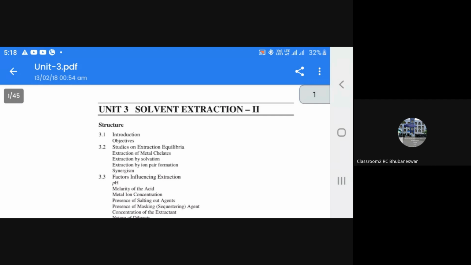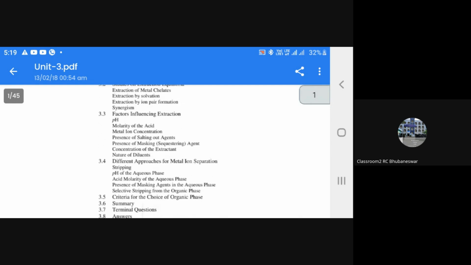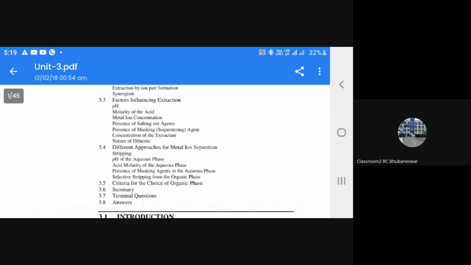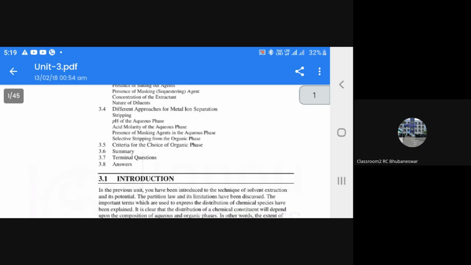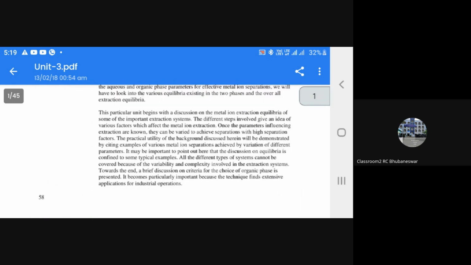Then factors influencing extraction: pH, molarity of the acids, metal ion concentration, presence of salting out agents, all these things. Then the different approaches for metal ion separation, stripping, pH of the aqueous phase, then criteria for choice of organic phase. So the studies on extraction equilibria.